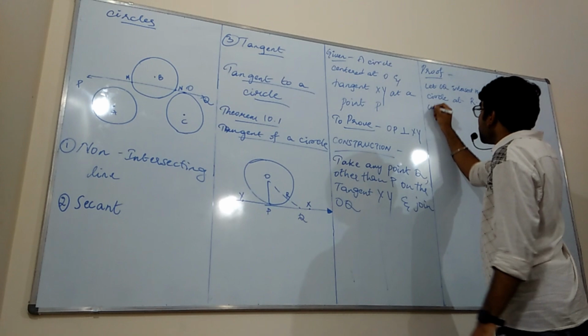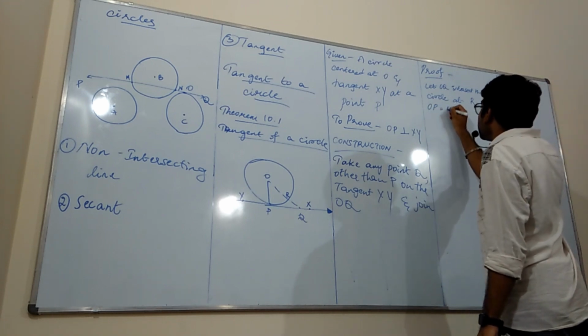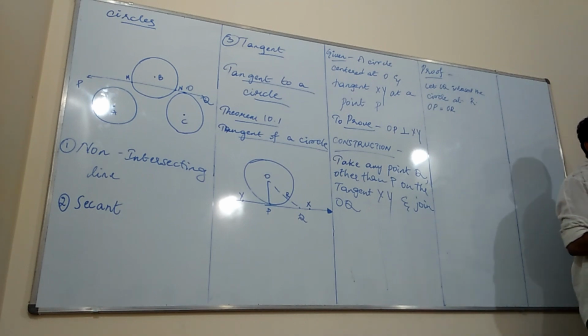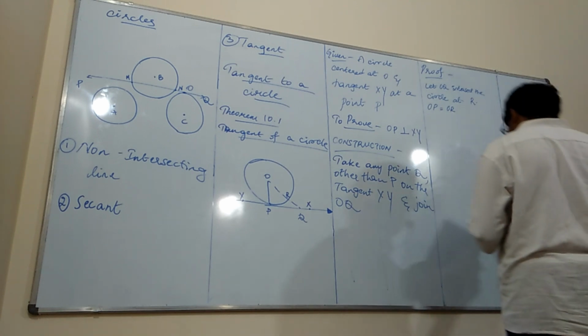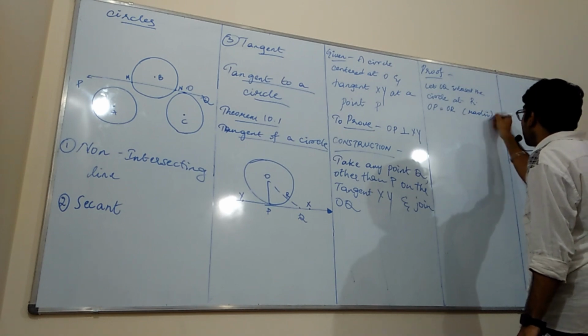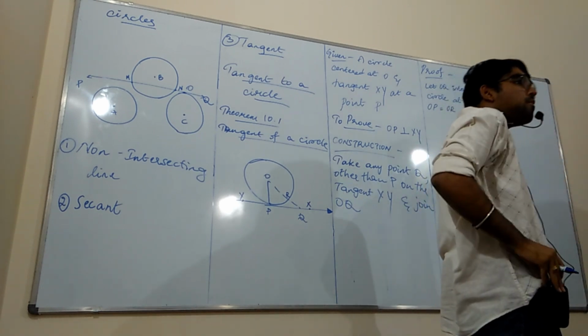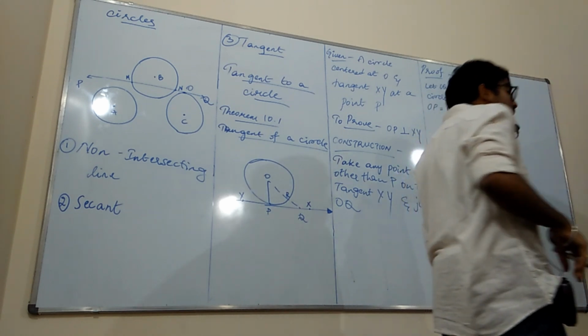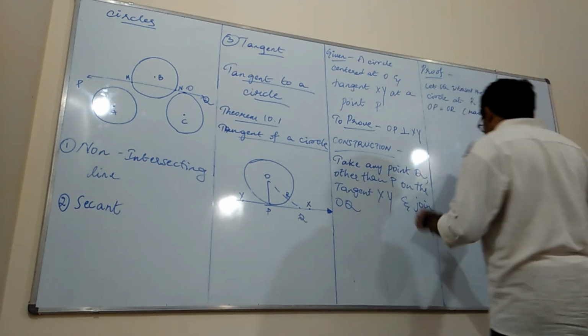Since OP and OR are both radii of the circle, they are equal. Radii is the plural form of radius. OP and OR are the radii of the circle.